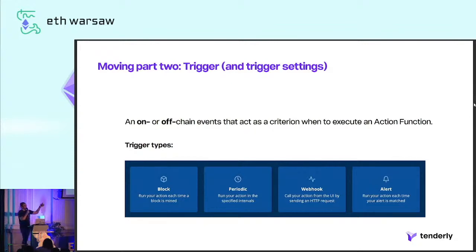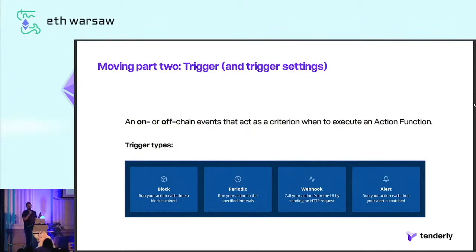Webhook, self-explanatory, and alert. I mentioned alerts previously in the talk, so you can tie your Web3 actions to alerts and say, if some trigger has happened, which is the same for an alert, let's execute your piece of code as well.